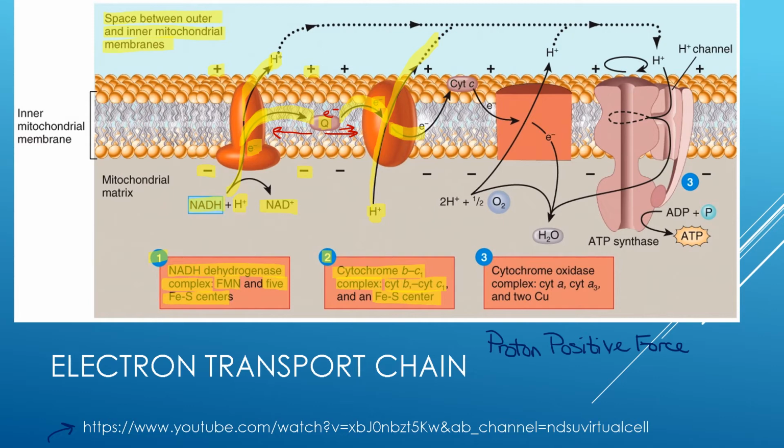Now the next complex that's going to take the electrons is cytochrome C. So its electrons are going to go to cytochrome C, which is also a mobile shuttle. And it's going to pass the electrons from the second pump complex to the third pump complex. Electrons go to cytochrome C, and then they pass on to the third pump complex.